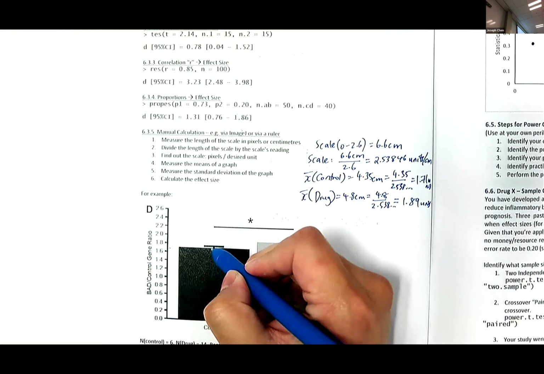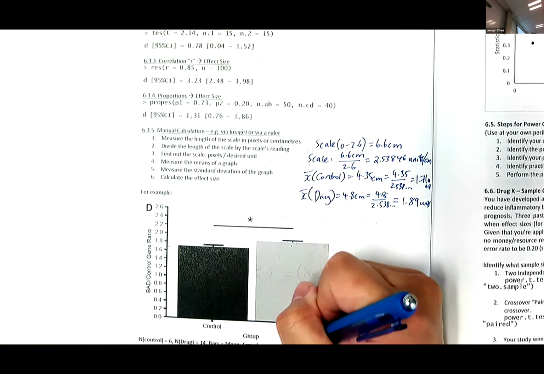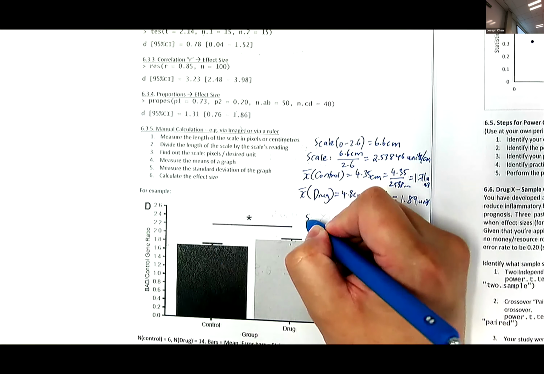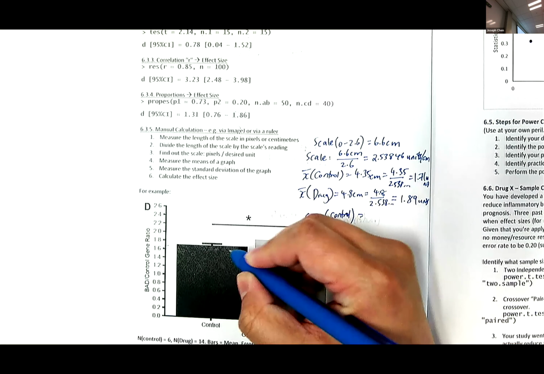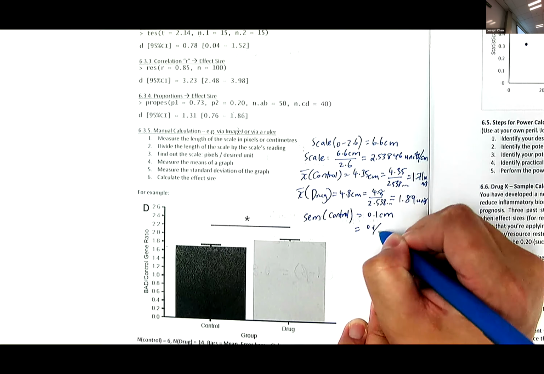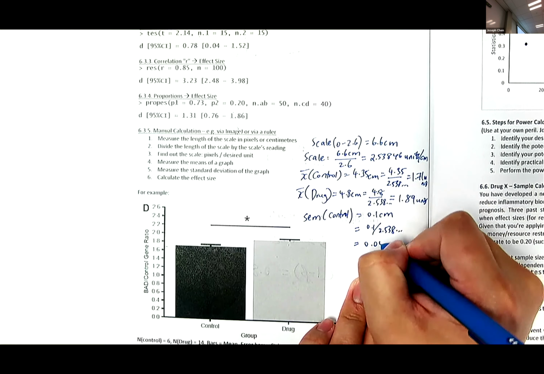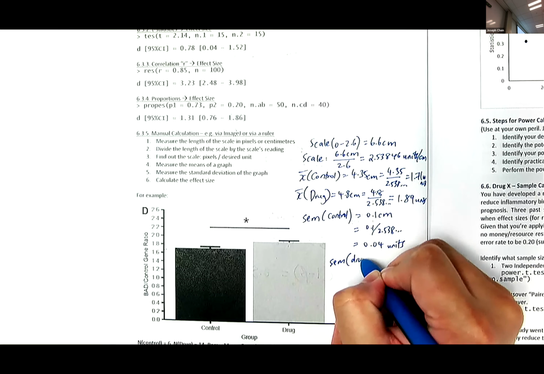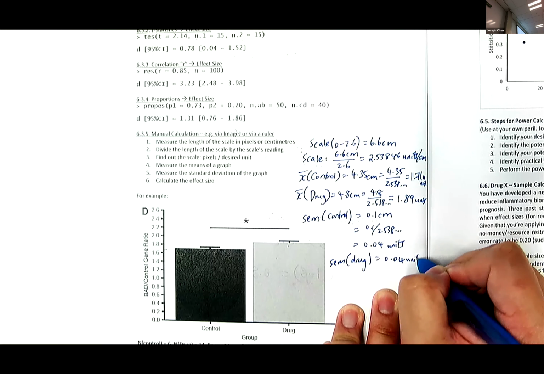So first of all, let's calculate the standard deviation of the control group. Actually, the error bar is a standard error, which is the standard error of the mean. So let's get to the SEM of the control group. When I measured that with the ruler, it was only 0.1 centimeters. If you divide 0.1 by 2.538, that's only 0.04 units. And the SEM of the drug group is also 0.1 centimeters, which is also 0.04 units.